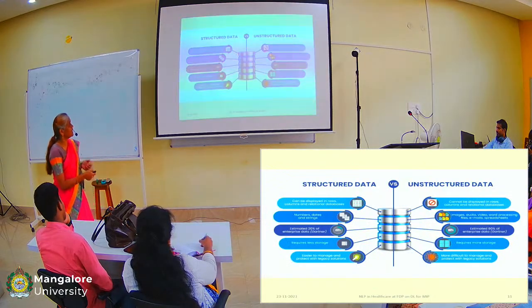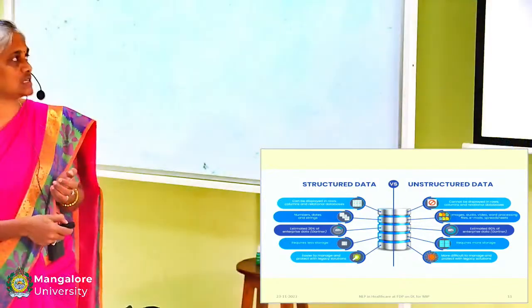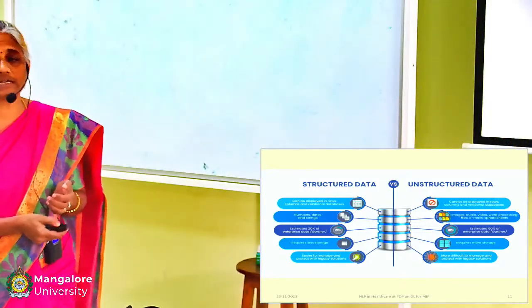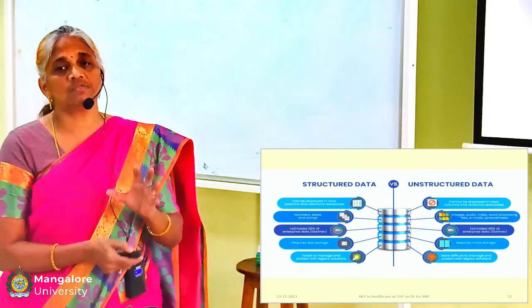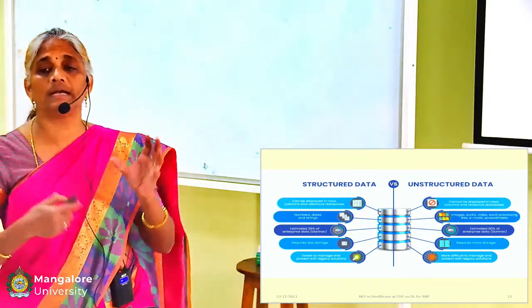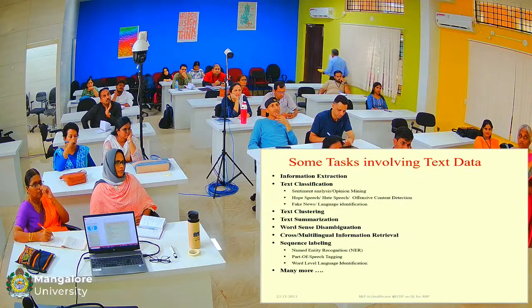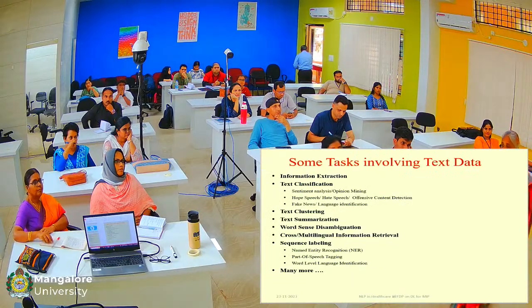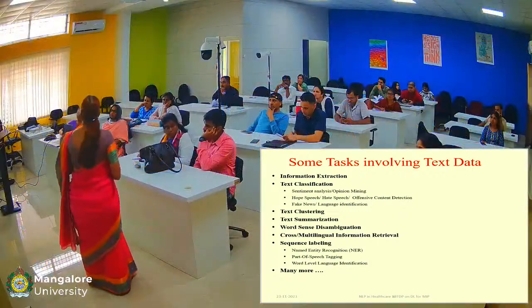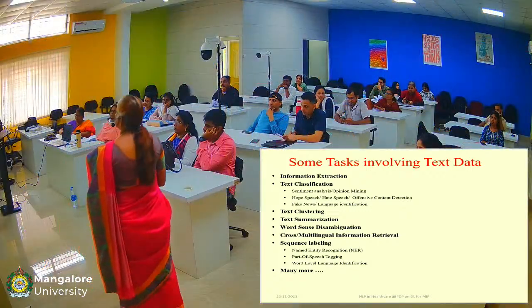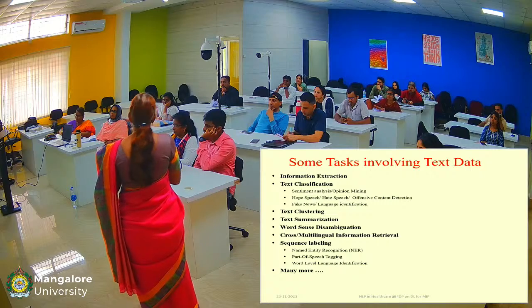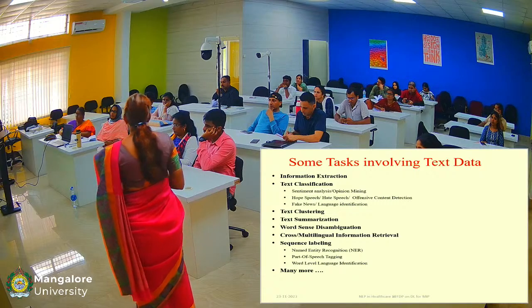So these are some of the examples of structured data and unstructured data. The main difference between them is that structured data will fit into any model, or is the data generated by any model, but unstructured data does not fit into any model. If you list out some of the tasks involving text data, these are some of the tasks, not an exhaustive listing. You have information extraction.